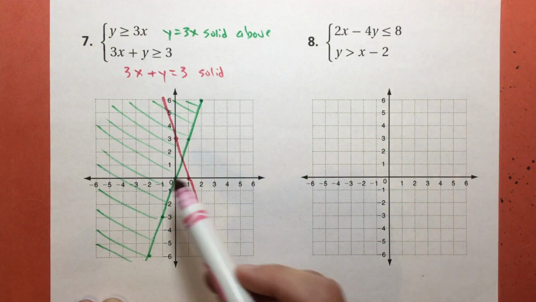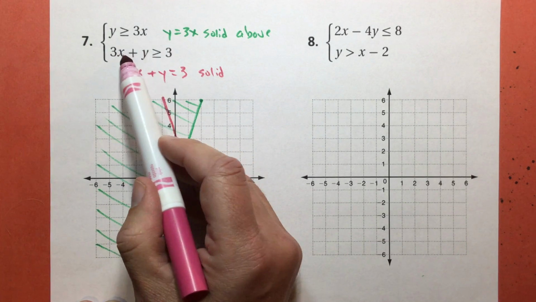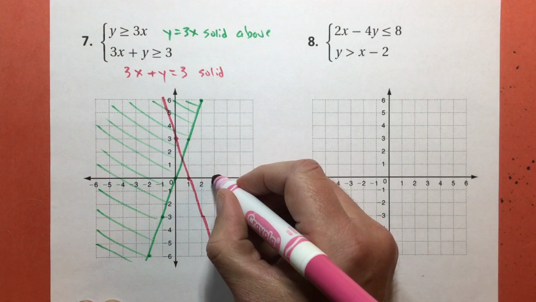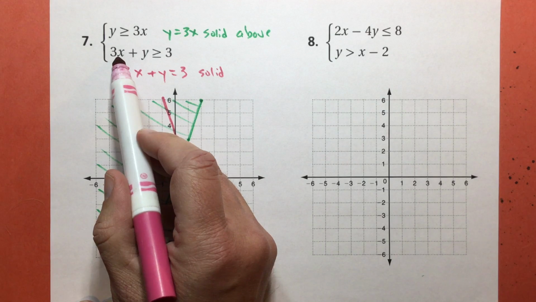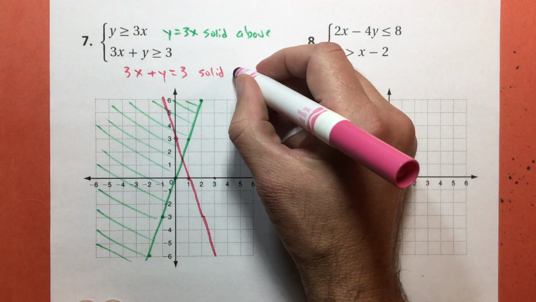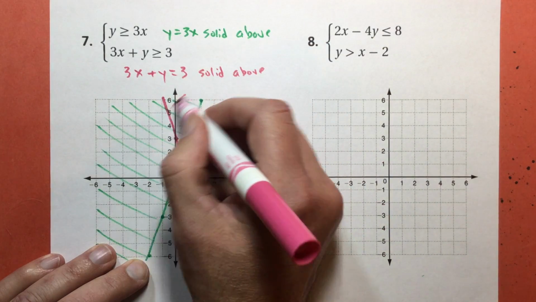Now, let's do my old friend 0, 0. 3 times 0 is plus 0. Is 0 greater than 3? No, it's not. So let's try something on the other side. Let's try 3, 0. 3 times 3 is 9. 9 plus 0 is 9. Is 9 greater than 3? Yes. So I'm going to shade this one above. And it looks like this.